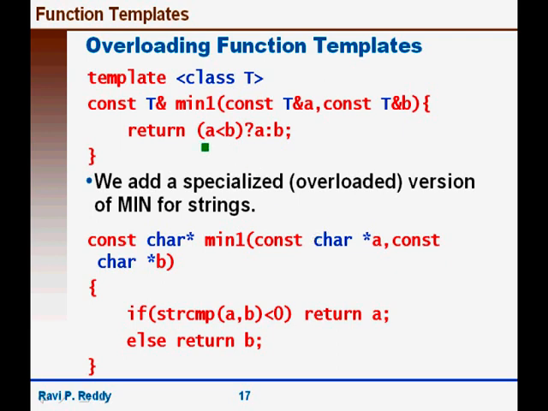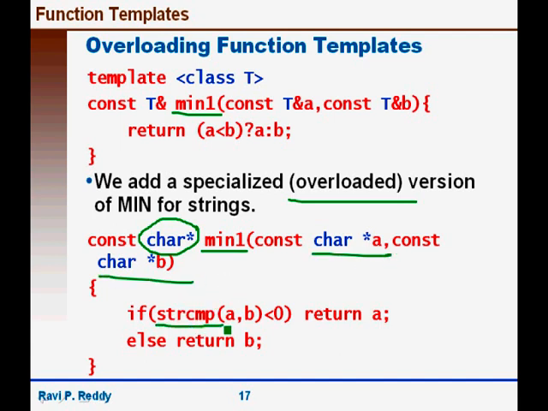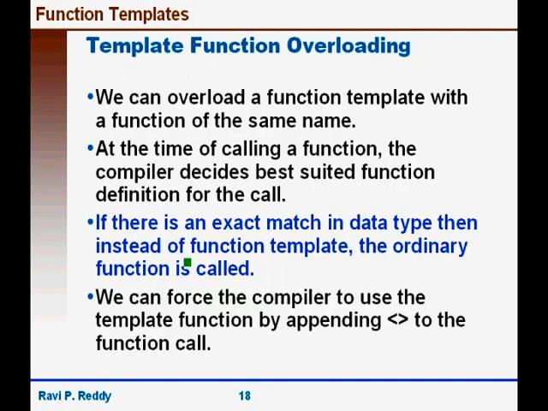So, what can we do here? We can add a specialized or an overloaded version of min for strings. So, here's a min1 function, which is a function template. Here's a min1 function, which is specialized for strings only. It compares two strings using the strcmp function. So now we have overloaded the function template with another version of the function which takes a char star as input and gives a char star value as return.